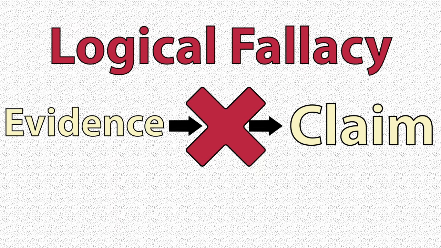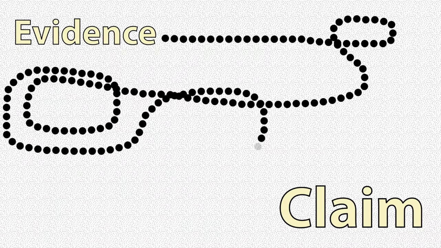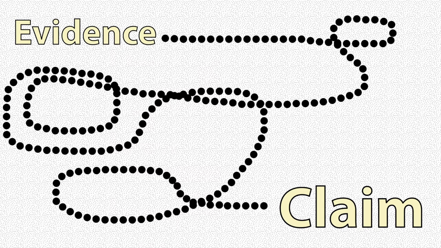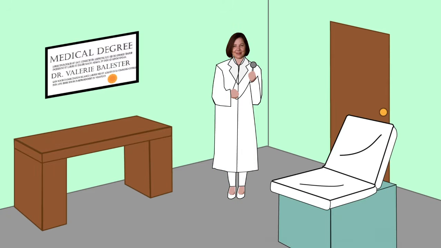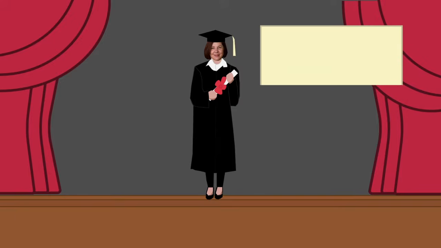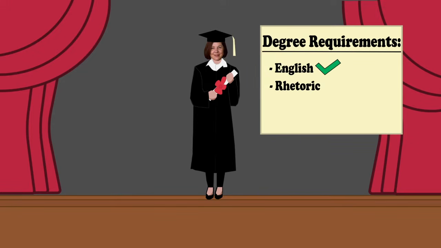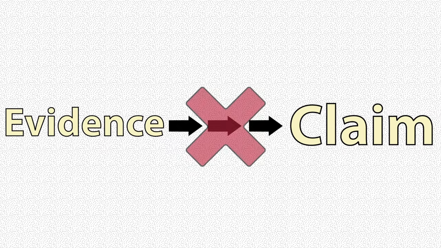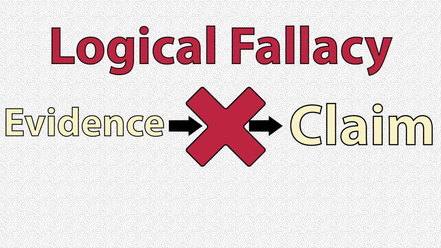logical fallacy. The non sequitur is another fallacy, Latin for "it does not follow." This is essentially a conclusion with no clear connection to the evidence used to support it. Consider this. Valerie is a doctor, so she must be able to cure my sore throat. Not every doctor is a doctor of medicine. Dr. Valerie's PhD is in English and Rhetoric, which is a major accomplishment in its own right, but no English program has curing the common cold as an elective. The evidence then has no real connection to the claim, and the argument fails.